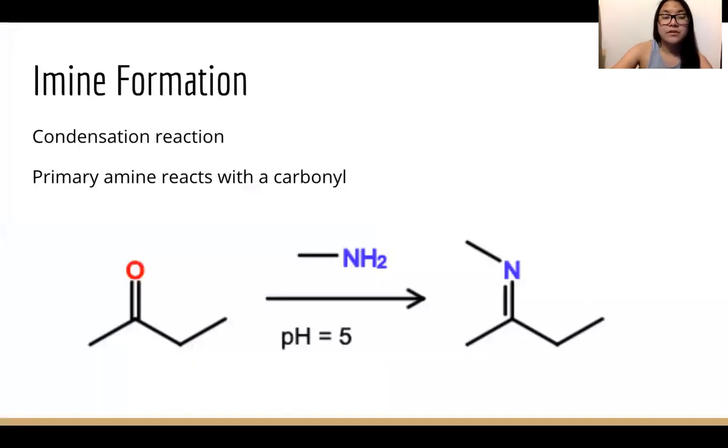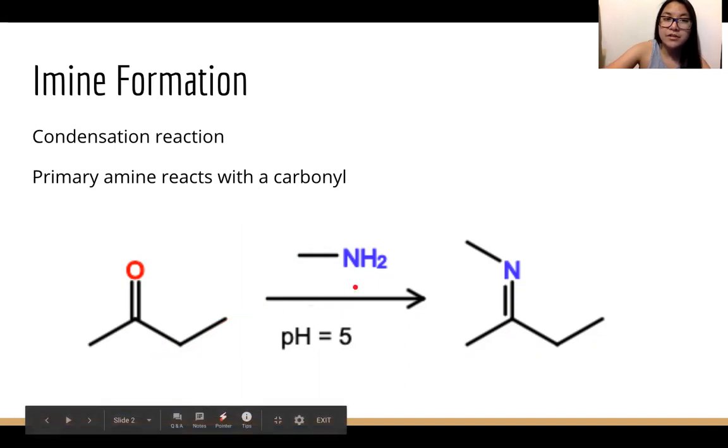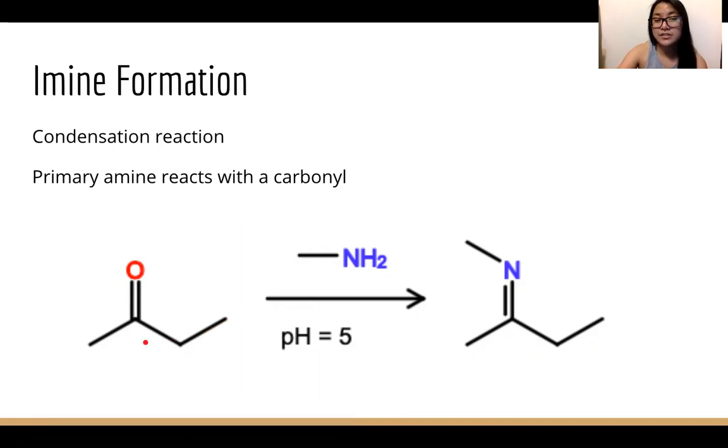Today we're going to be talking about how to make imines, enamines, and the Wittig reaction. With imine formation, it is a condensation reaction. In this case, it means that at some point throughout the mechanism, you're going to result in water, and we're having a primary amine react with a carbonyl, and this is happening under slightly acidic conditions.